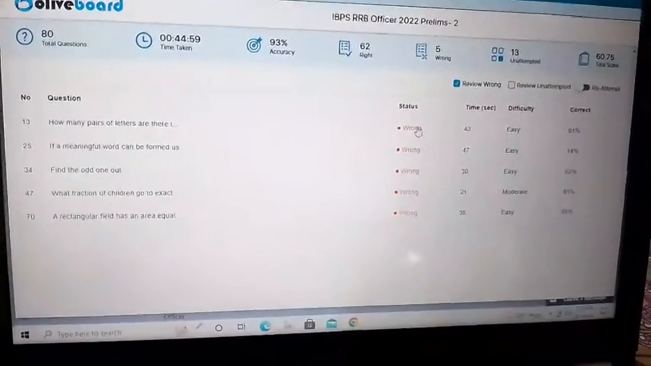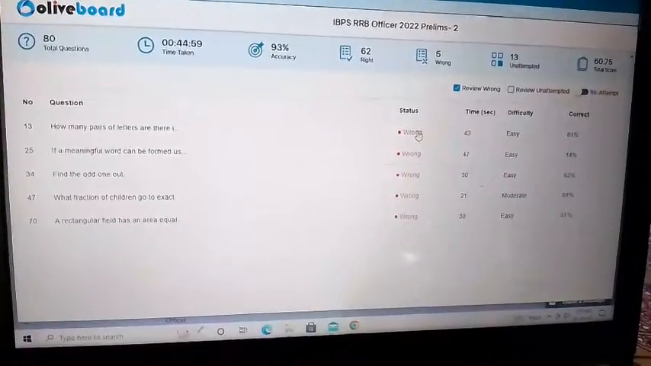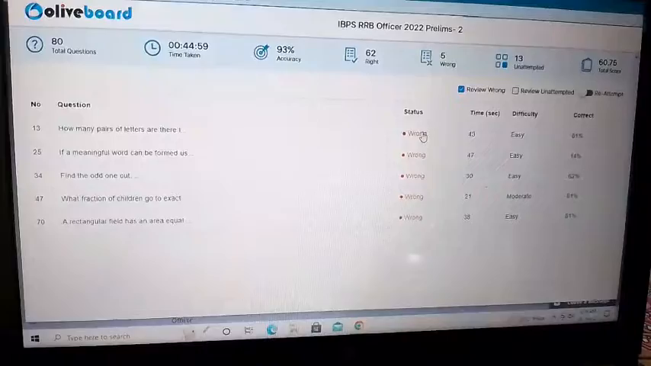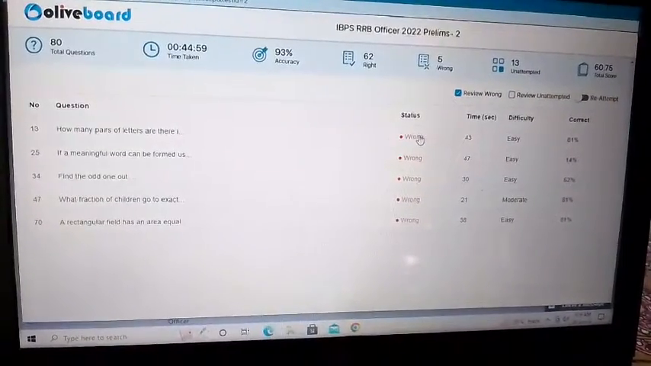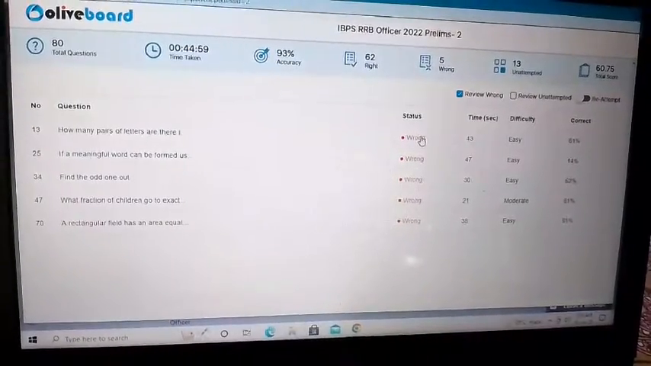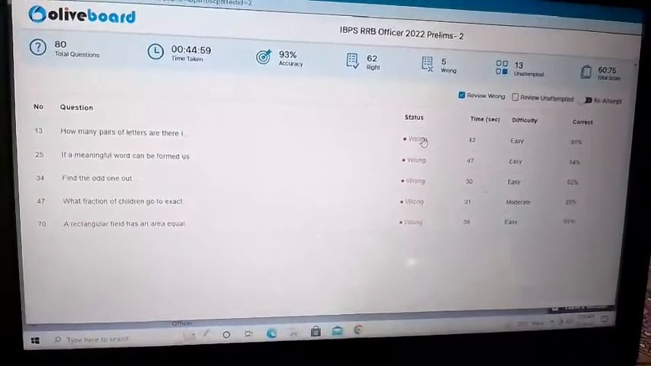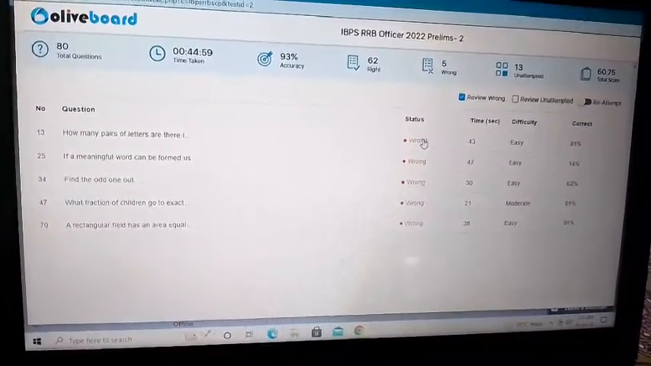So yeah, you can give this test, and if you don't have Oliveboard you can purchase it. It's not so high level, you can say it's one level higher than the exam level. So if you practice it, I think you can perform well in your real examination. It's my personal opinion, so that's why I'm trying to solve this kind of questions.